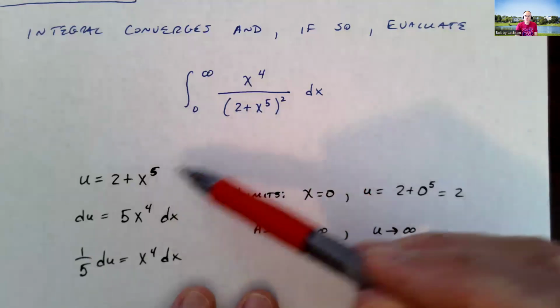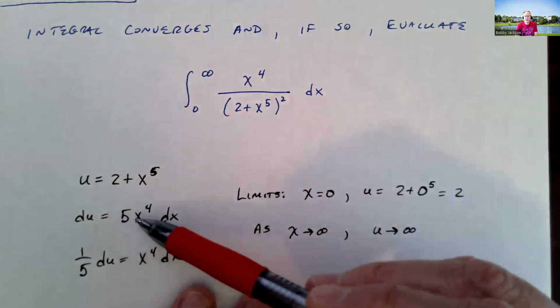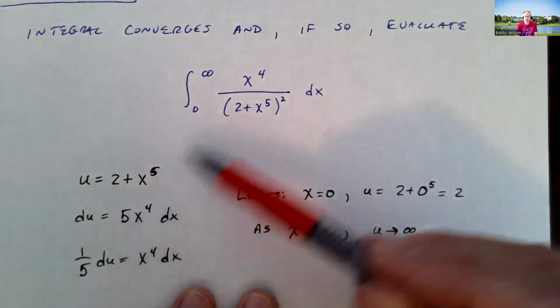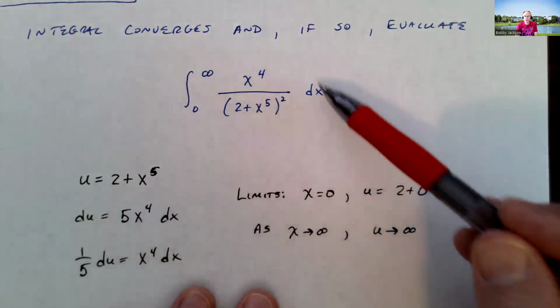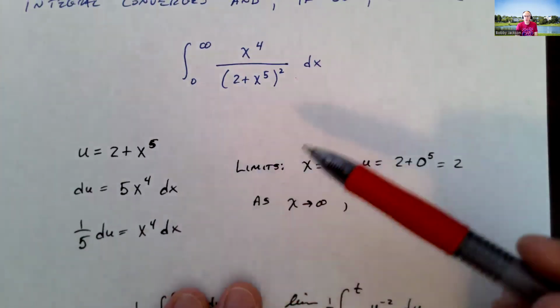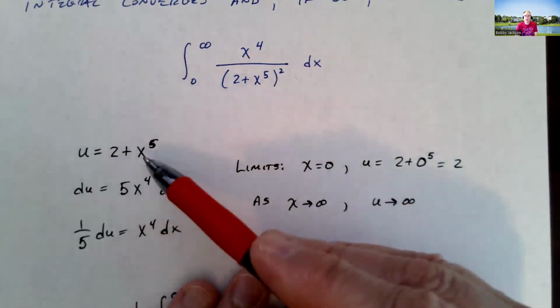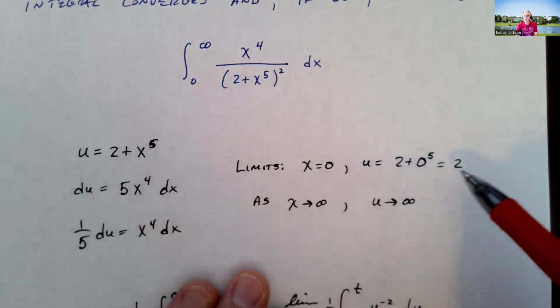I'm going to let u, hopefully you see, be 2 plus x to the fifth. du is 5x to the fourth dx by the power rule. And I've got x to the fourth dx, so 1/5 du is x to the fourth dx. I'm going to also change the limits. The lower limit is 0. And if I plug in x equals 0, I get u is 2.